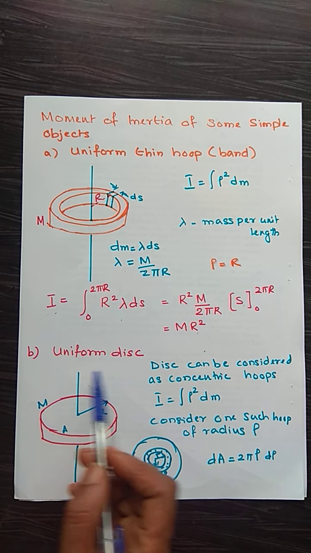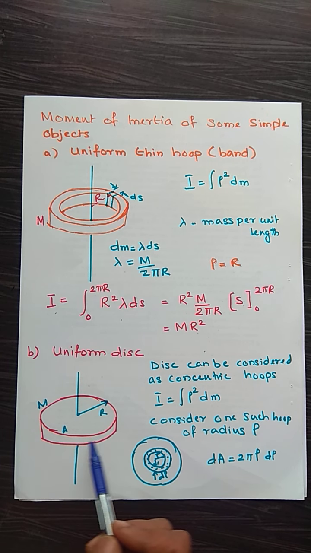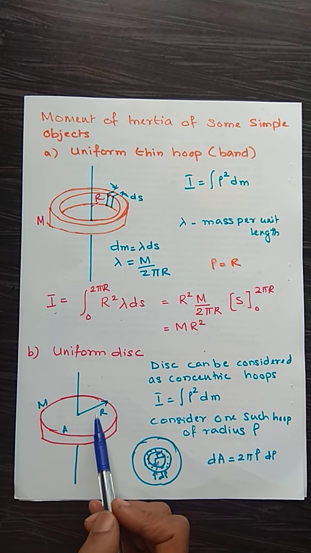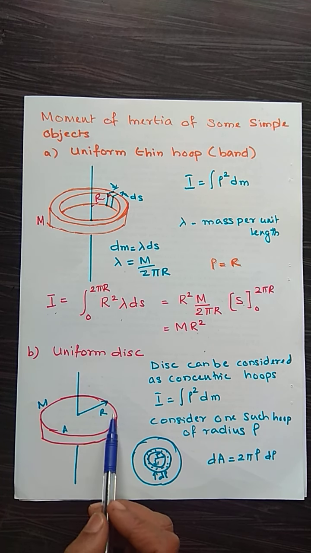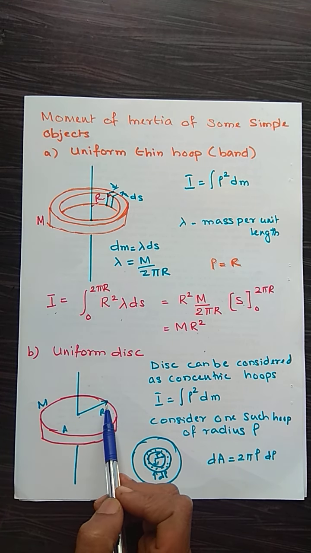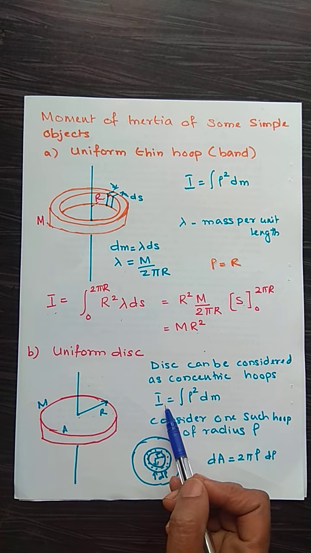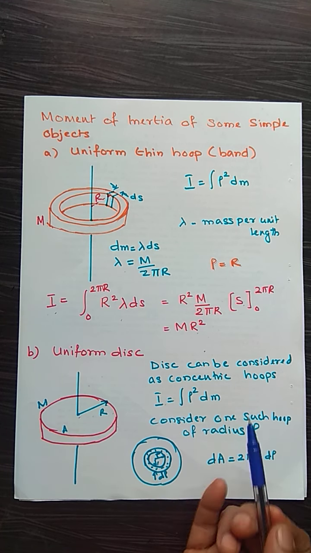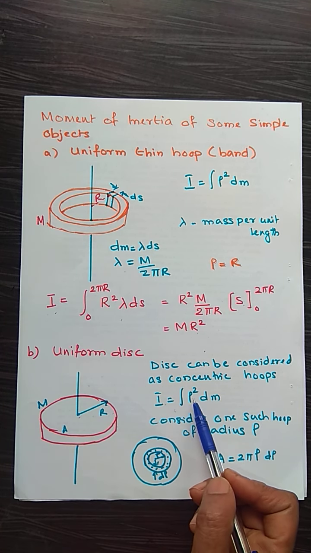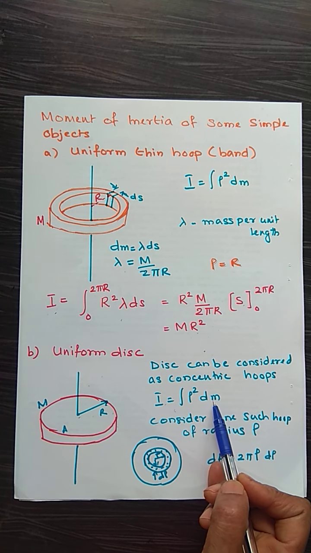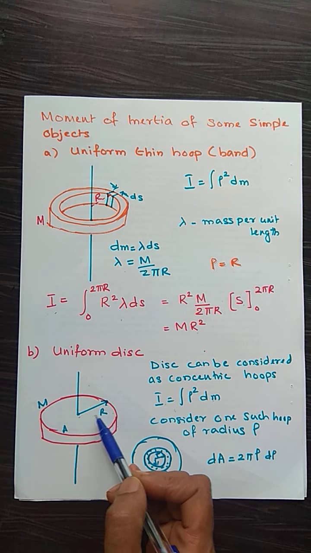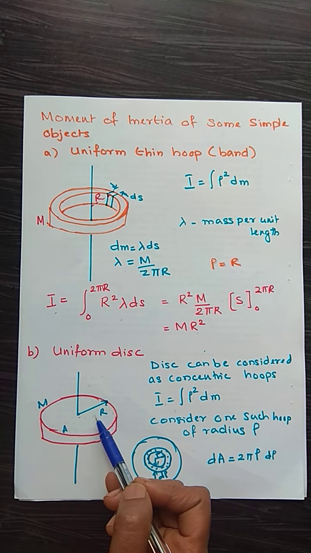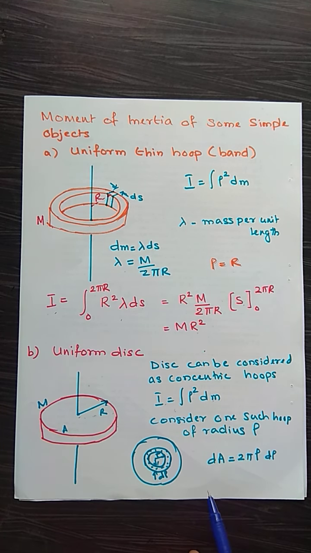Another example is a uniform disk. You are considering a uniform disk. This uniform disk has a mass m. This is the area of this uniform disk. R is the radius of this uniform disk. The moment of inertia I, as we have derived previously, is the integral of rho square dm, where rho is the distance of the jth particle and dm is the mass of the jth particle.